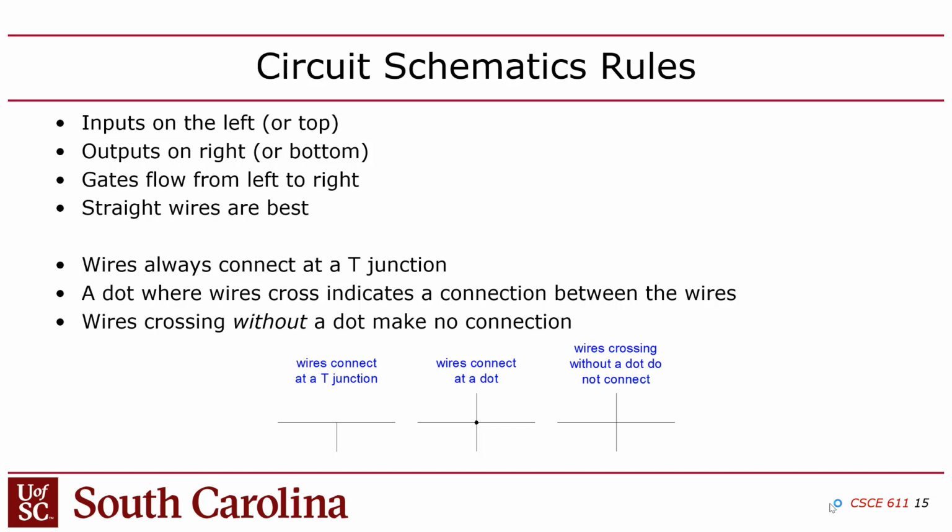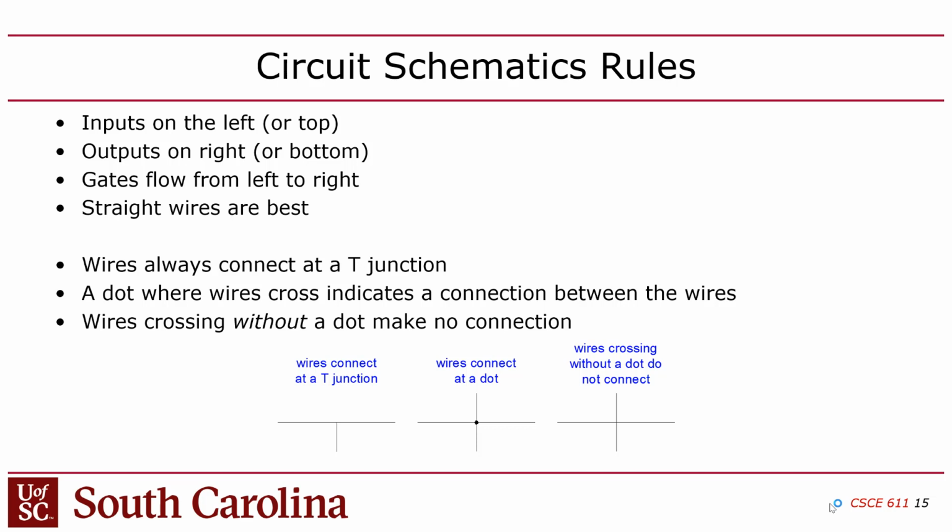But if they do cross, which sometimes they do, if they cross in an X, they're not connected unless you put a dot on the junction, right? However, if they cross at a T, like if you have a wire like this and then you do this, that means you're fanning out a wire. Fanning out means you have one wire that you want to go to two places or more. That's called a fan out.